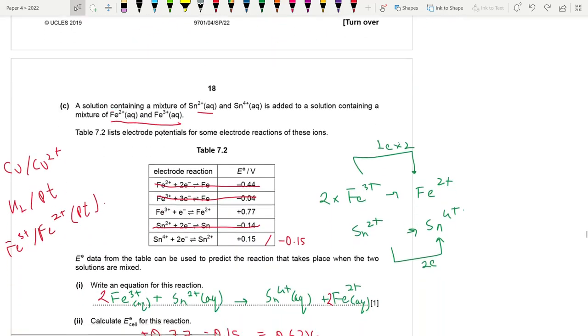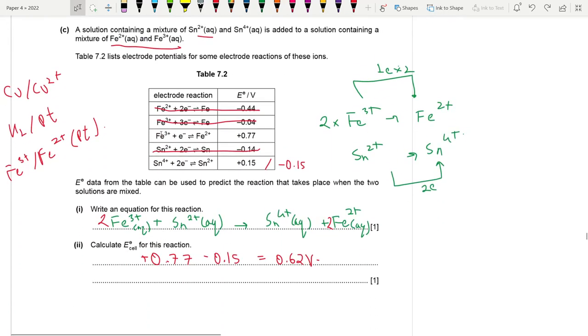Okay, so part C, let's check this. The electrode potentials from the table can be used to predict the reaction that takes place when two solutions are mixed. Write an equation for this reaction, the one between tin 2+ and 4+ and iron 2+ and iron 3+. So guys, we don't even need this info, right? We need this tin 2+ and 4+. So we need this one over here, and we need the iron 2+ and iron 3+.